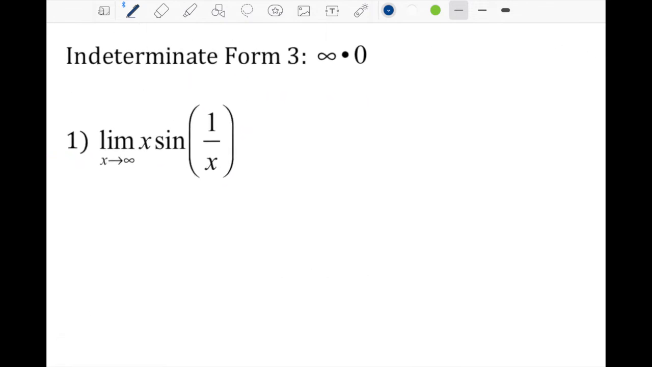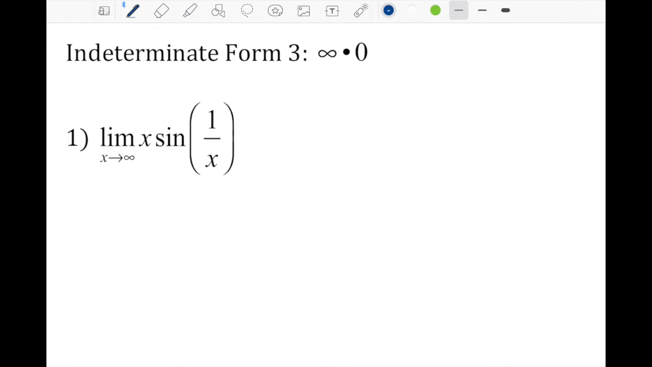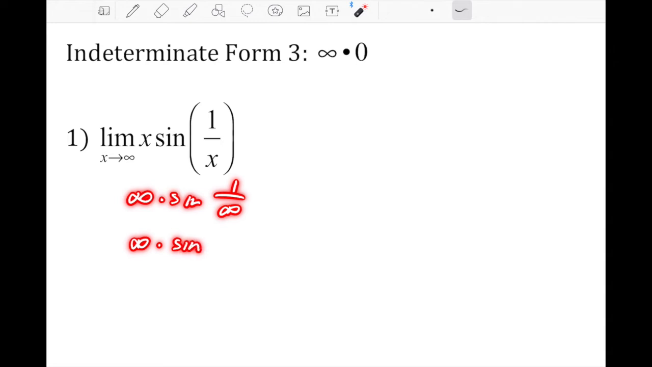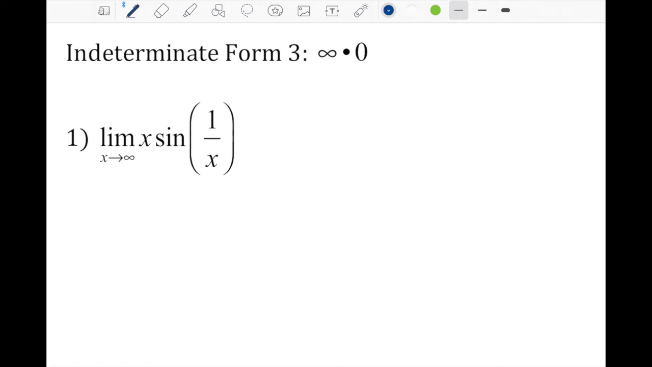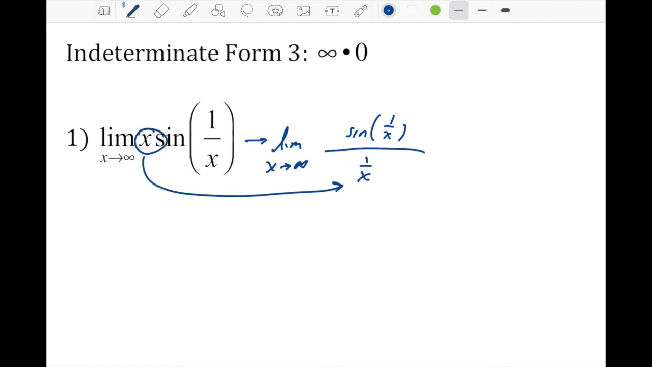Next indeterminate form, type 3, we have infinity times 0. Well, infinity times anything is infinity, but 0 times anything is 0. What is it? I'm going to take this and turn it into something that we've already seen. So direct substitution, we'd have infinity times sine of 1 over infinity. That's going to be infinity times sine of 0, and that's going to be infinity times 0. L'Hôpital's rule applies. I'm going to rewrite this. Limit as x approaches infinity of sine of 1 over x over 1 over x. The x, I can rewrite as over 1 over x, multiplying by the reciprocal.